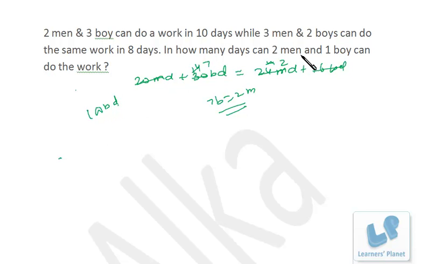Now here we are having 2 men and 1 boy. 2 men is equal to 7 boys. 7 boys and 1 boy, 8 boys are there. The work is of 100 boy days. So they will take 12 and a half days to complete the work, right? A very simple problem, friends. If you are conceptually clear, you can solve these sort of problems very easily.